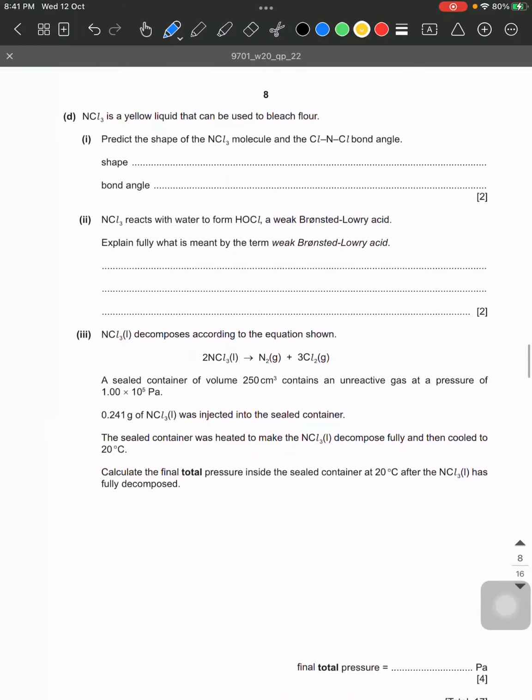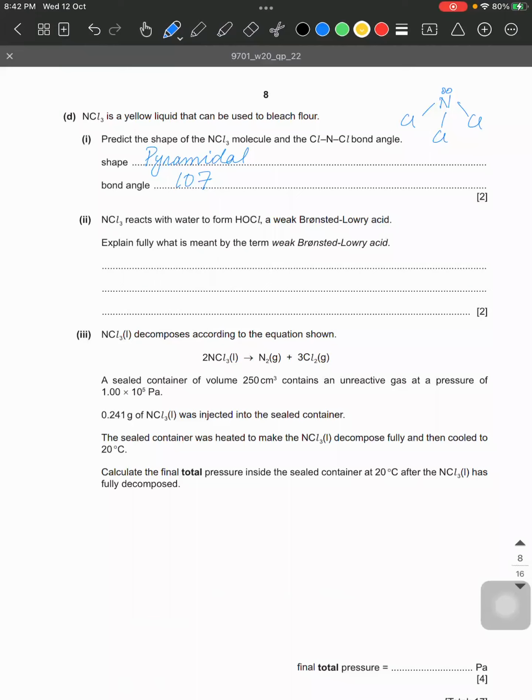And let's move towards part D. NCl3 is a yellow liquid that can be used to bleach flour. Predict the shape of the NCl3 molecule and the bond angle between N and Cl. Right, that's pretty simple. If you talk about NCl3, we have 3 bonds of N with Cl, and also we have a lone pair on nitrogen. So the shape should be pyramidal, right? Then if you talk about the angle, we know what the angle is over there. It should be 107.